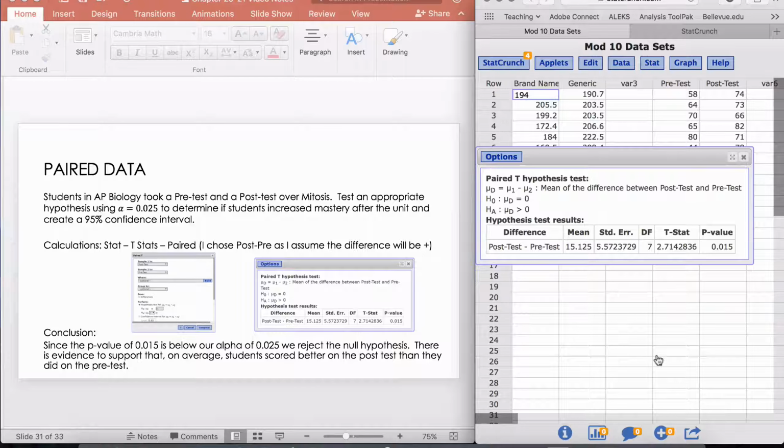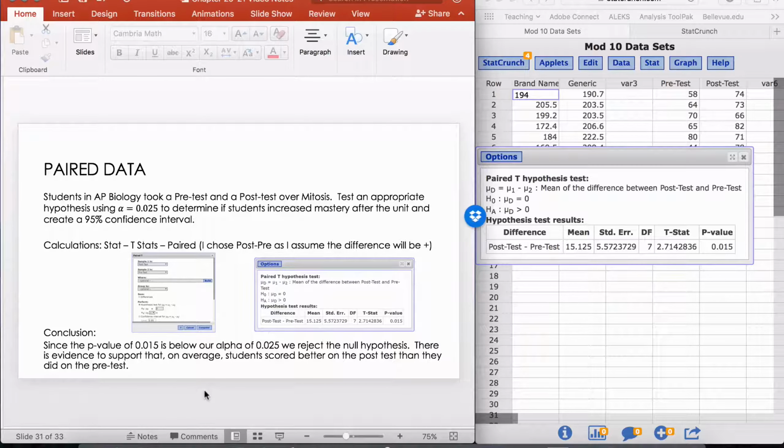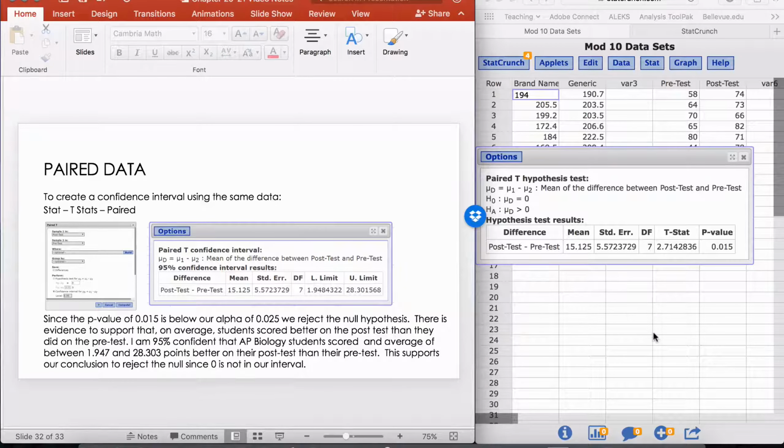So I click compute. Notice they give me my mean, my degrees of freedom, my t-stat, etc., and my p-value of 0.15. So since the p-value of 0.15 is below our alpha level, we reject the null. There's evidence to support that students scored better on the post-test. Thank God.